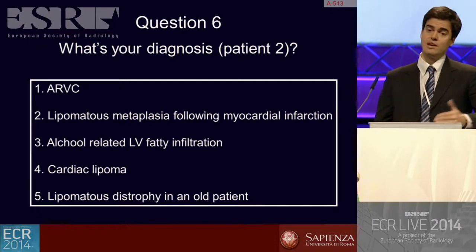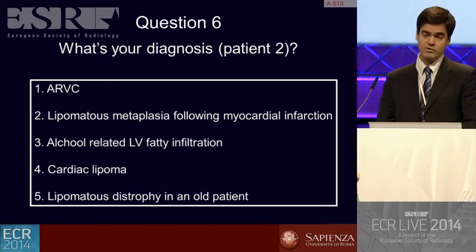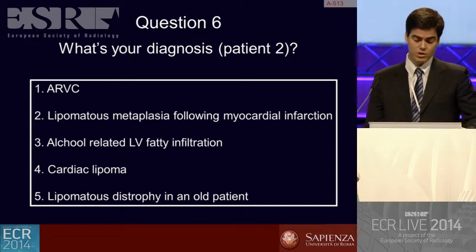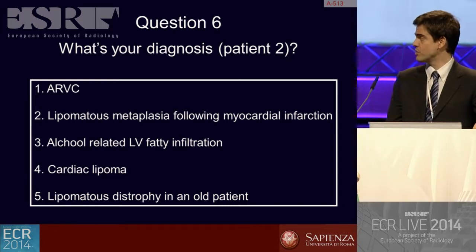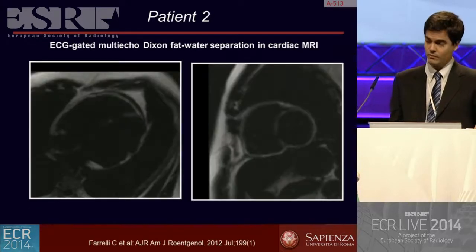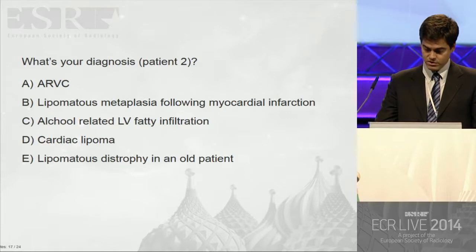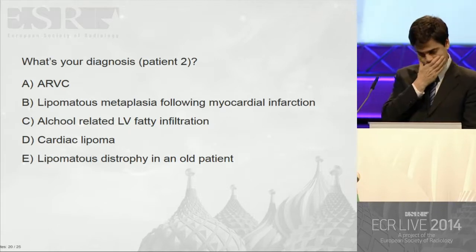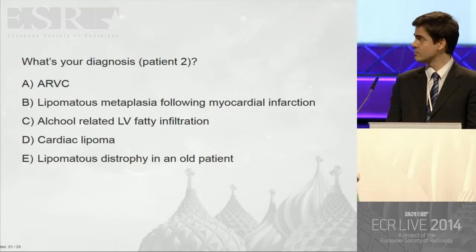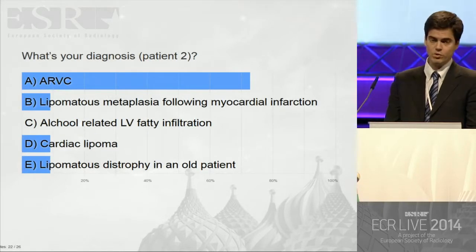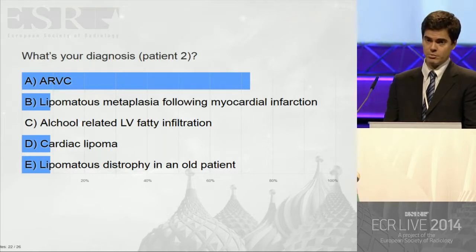What's your diagnosis? We have another pattern of fat infiltration, which is associated with ventricular dilatation and enlargement. Is it an ARVC? Is it, again, a lipomatous metaplasia following infarction? Is it an alcohol-related fat infiltration? Is it a lipoma, or is it a lipomatous dystrophy? Again, look at the scene, which are quite clear. Most of you voted correctly for arrhythmogenic right ventricular cardiomyopathy.